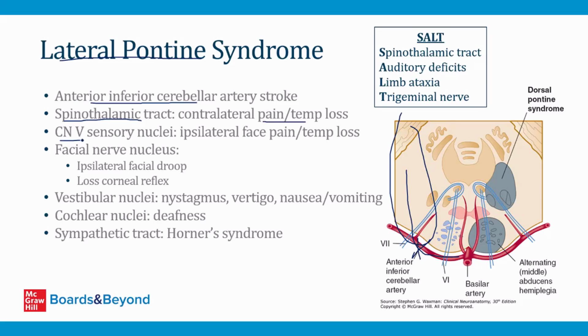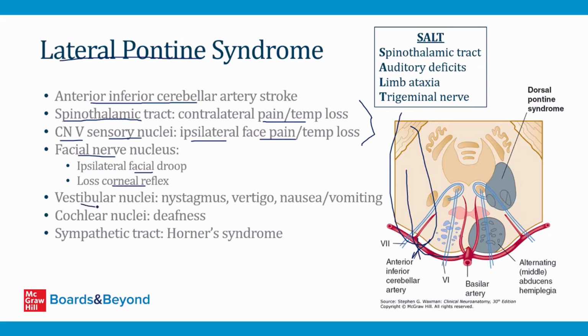Cranial nerve 5, the trigeminal nerve, also has its sensory nuclei located laterally in the pons. So damage here will lead to ipsilateral, same side as the stroke, pain and temperature loss. So get familiar with this pattern. The pain and temperature loss will be ipsilateral to the side of the stroke for the face, but contralateral for the rest of the body. You can also get damage to the facial nerve nucleus. This will lead to ipsilateral facial droop. It will involve the forehead and the entire face because it's a lower motor neuron lesion. You can also lose the corneal reflex because you need the facial nerve for that.